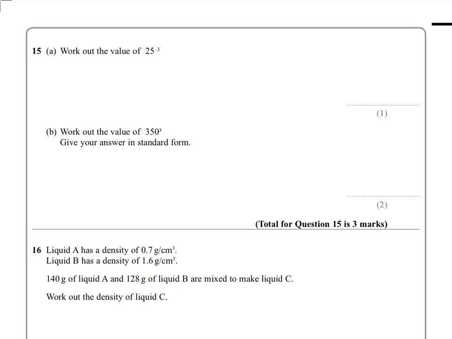In this question, you've got to work out the value of 25 to the power negative 3. Well, as a slight example here, if you had 5 to the 3, that's 5 times 5 times 5, which is 125.